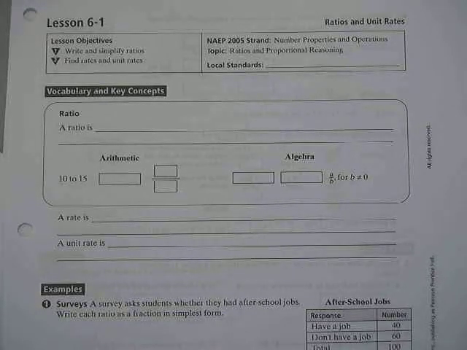Alright, for example, in the United States, about 10 out of every 15 people are eligible to vote. Let me rephrase that. 10 out of every 15 people eligible to vote actually are registered to vote. The numbers 10 and 15 form a ratio.